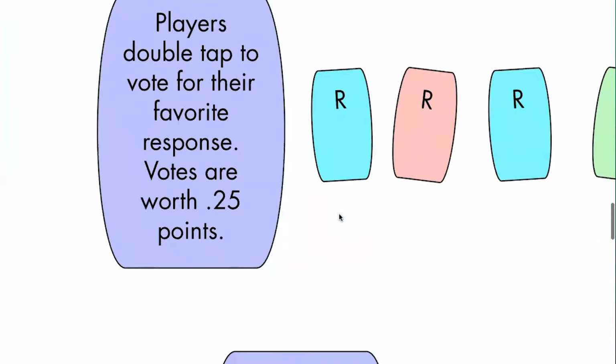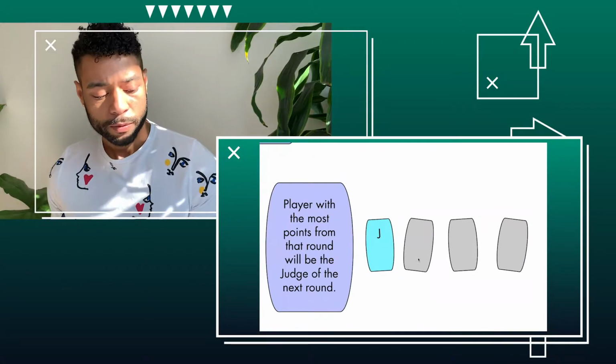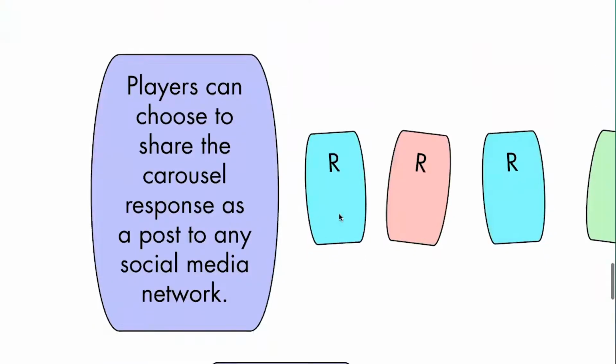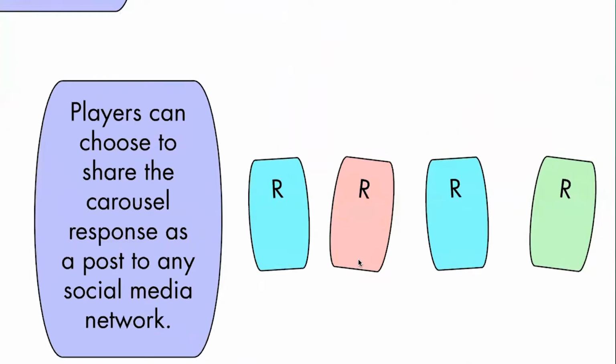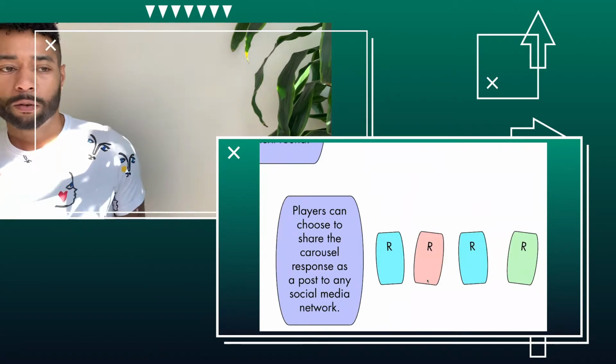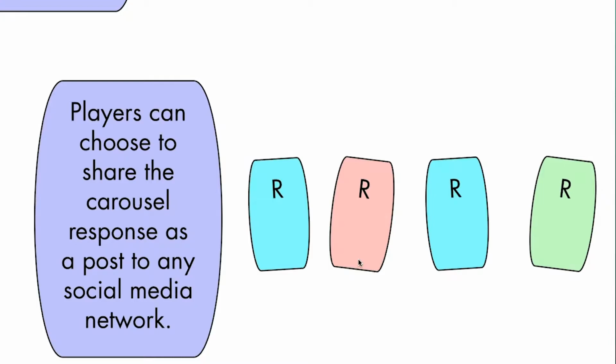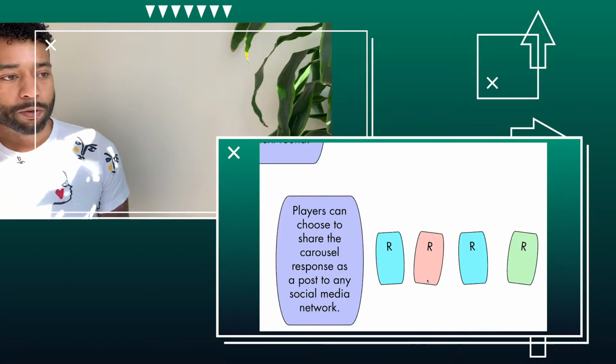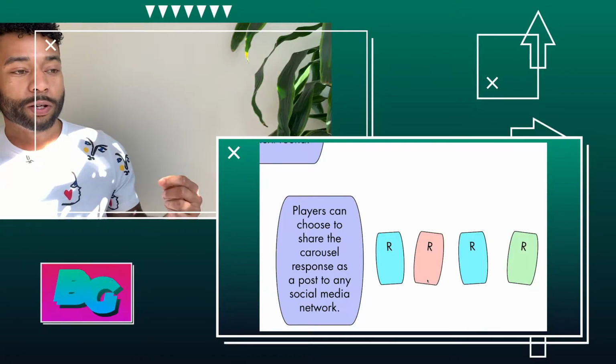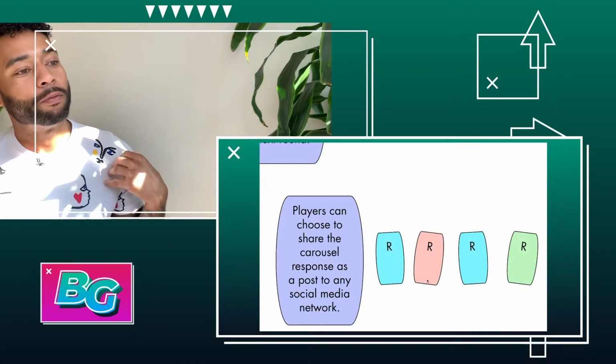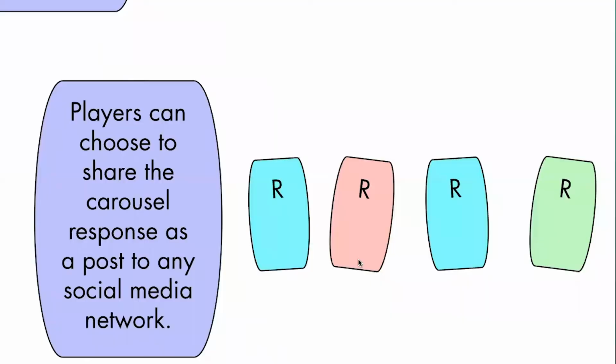Let's go back to, so the player with the most points from that round is the judge of the next round, and players can choose to share their carousel response to social media, right? If we competed in this round and our response to the challenge was very funny, then you might want to share it with some other people, right? And remember, this is a social media game. So we're competing to win challenges by taking some content from our phone or from our social media like Instagram, that matches with the challenge. And then we're competing with everyone else to see which response gets the most votes, right?